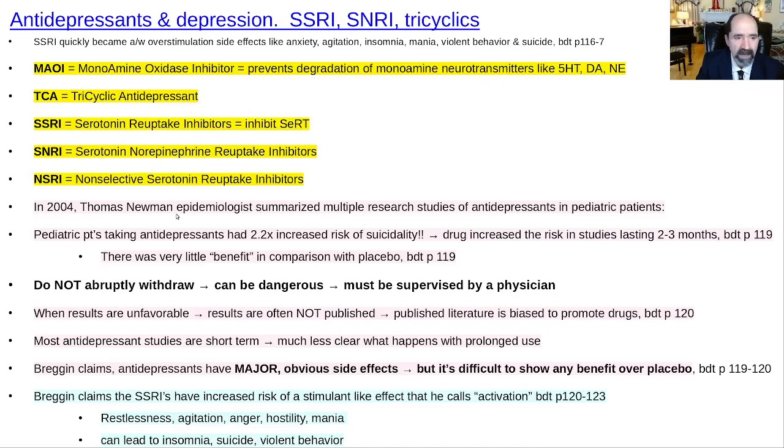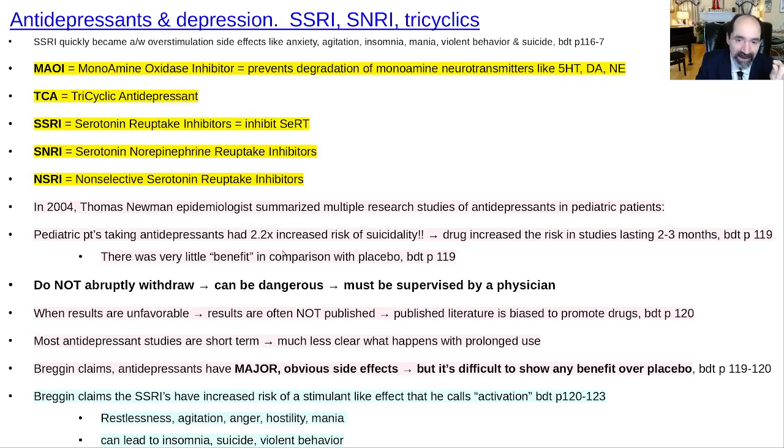When this epidemiologist in 2004 went through a bunch of studies on the use of antidepressants in pediatric patients, they're giving these things to kids, they had a 2.2 times increased risk of suicidality. So the point is, and very little benefit in comparison with placebo, it's making the patient worse.